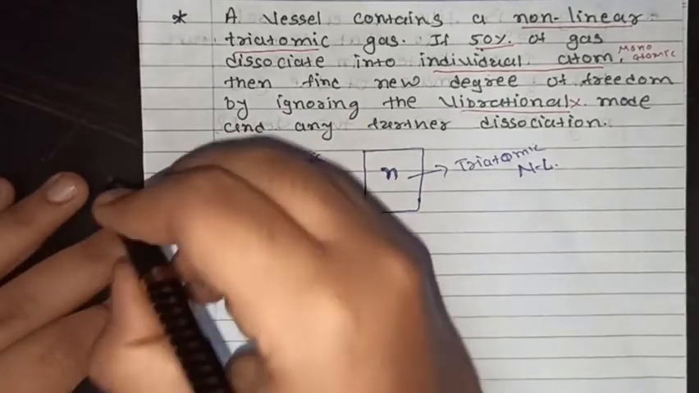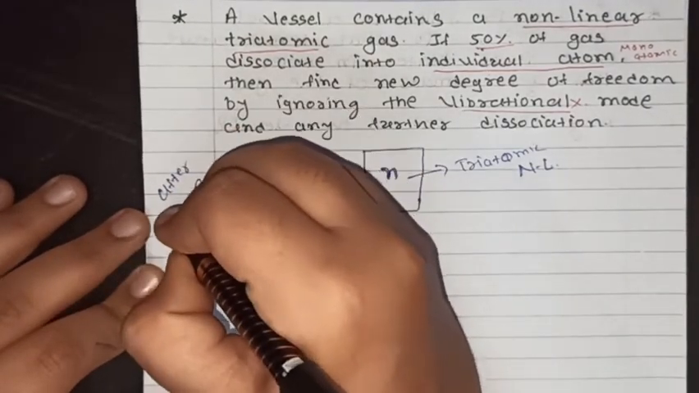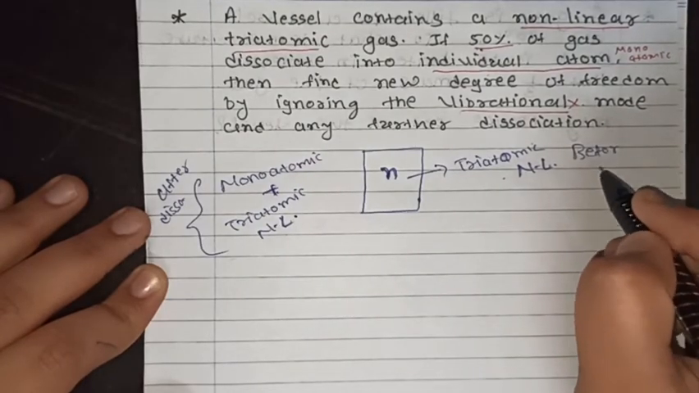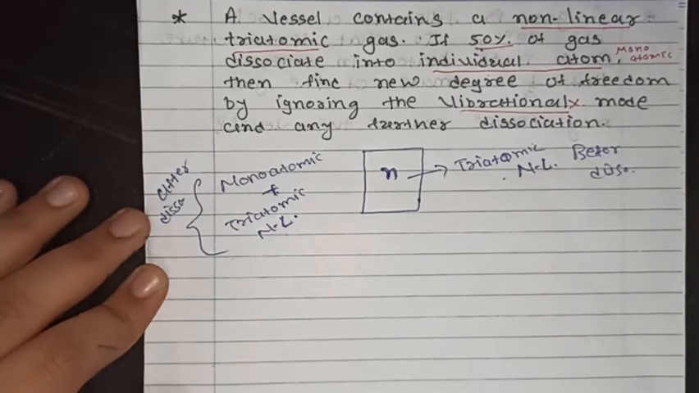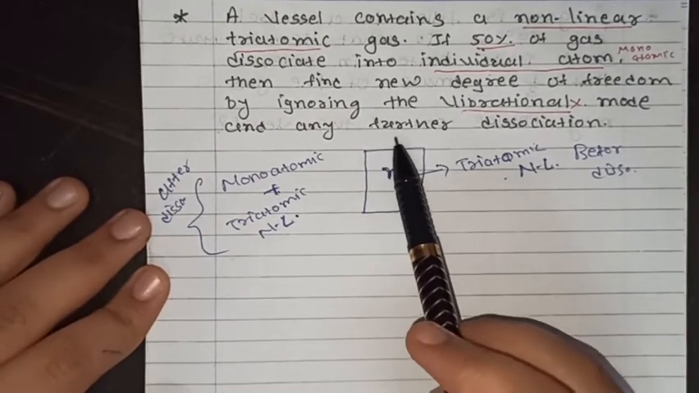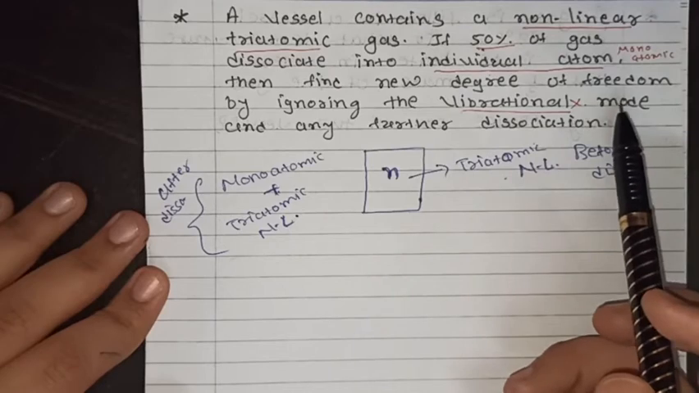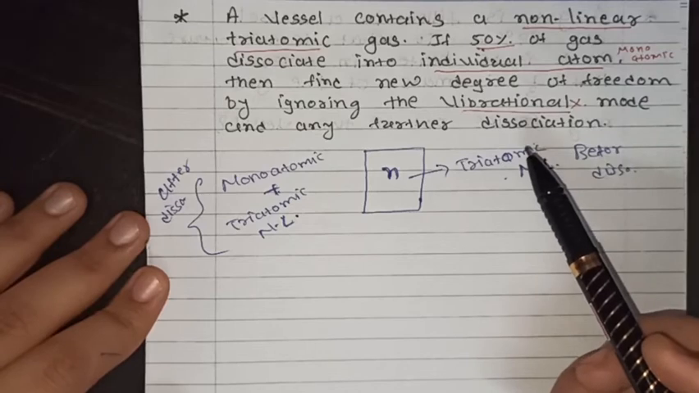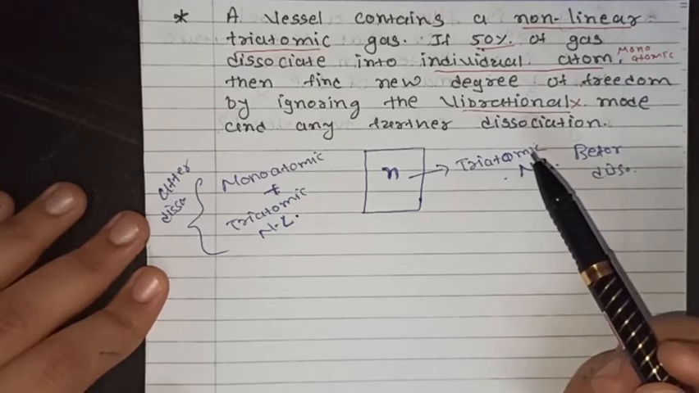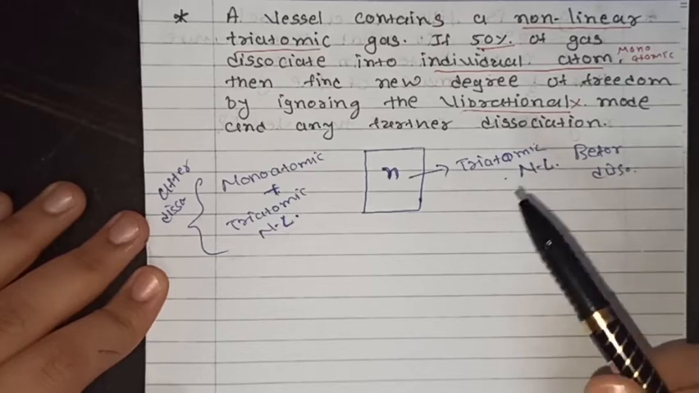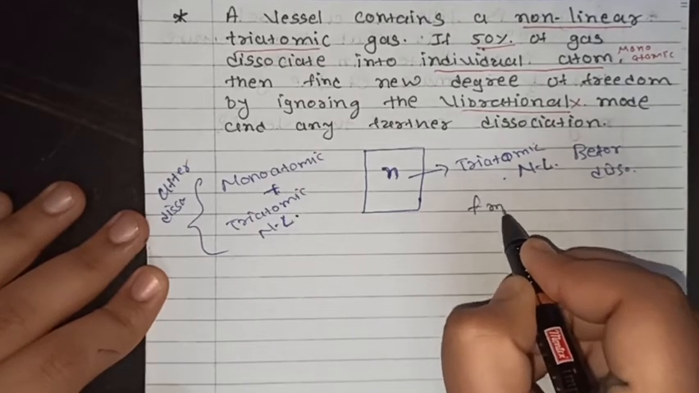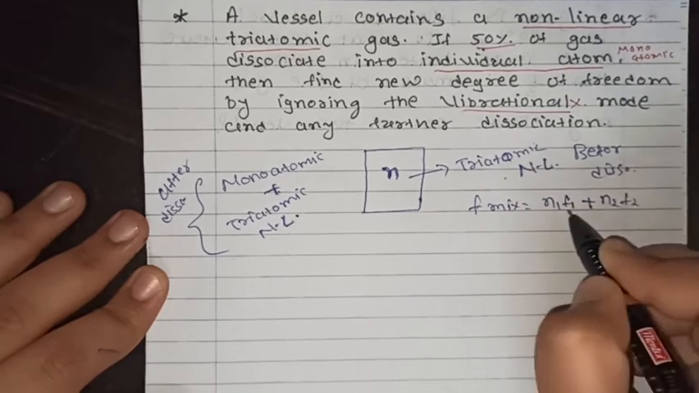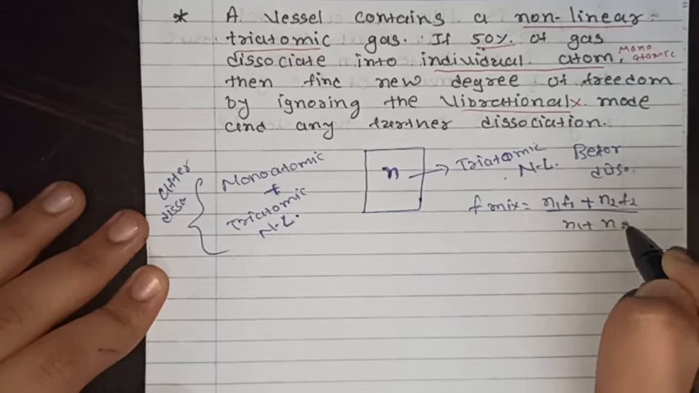This is the situation after dissociation, and this is the situation before dissociation. Now ultimately we want to find the final degree of freedom. That means we want to find the degree of freedom of mixture. For that we should know the degree of freedom and the number of moles. The formula for F mixture is (N1F1 + N2F2) upon (N1 + N2).